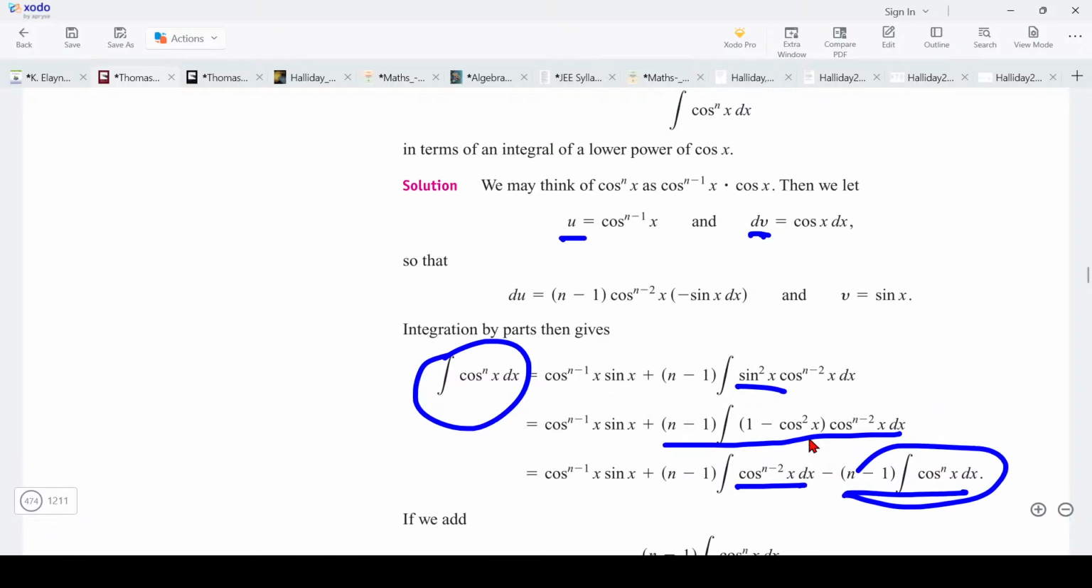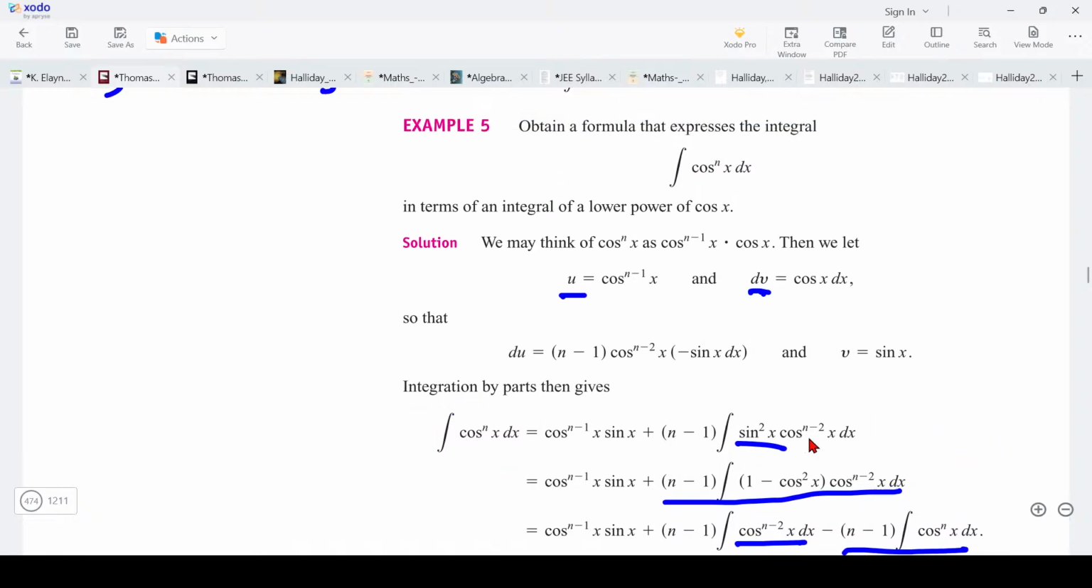So just try this one. This is very, very important. Reduction formulas are very, very important. Same thing we can do for sine power n x also, tan power n x also, cot power n x also, all of this. This is the same idea.